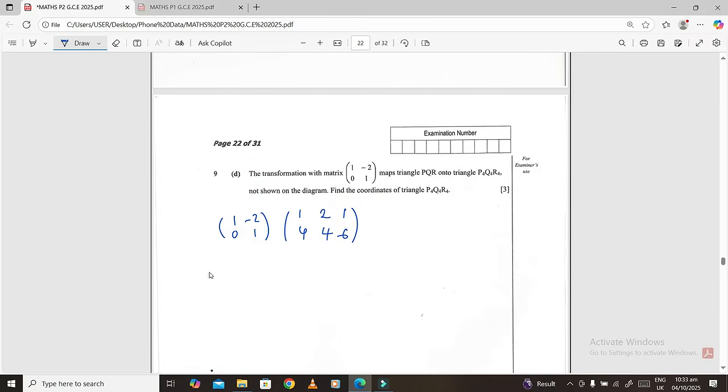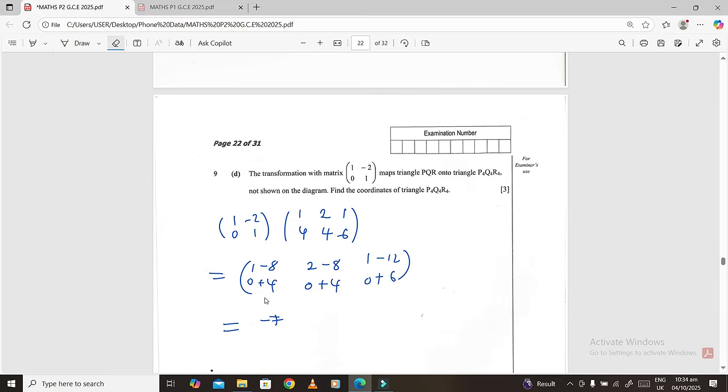So this will be equal to 1, because 1 times 1 is 1, minus 8. That is negative 2 times 4. 1 times 2 is 2, minus 8. Negative 2 times 4 will give us a negative 8. 1 times 1 is 1. Here, negative 12. And then 0 times 1 is 0, plus 1 times 4, okay, 0 plus 4. For this one, it will be 0 plus 4 also. For this one, it will be 0 plus 6. And here it's a negative 7.